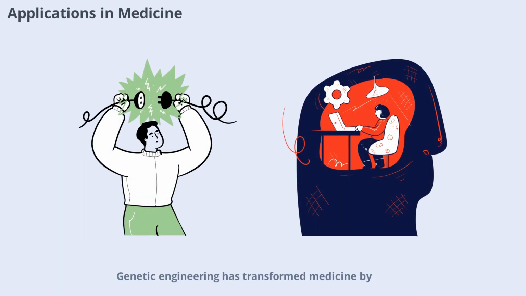Genetic engineering has transformed medicine by enabling the development of gene therapies, personalized medicine, and the production of important drugs like insulin. By correcting faulty genes or introducing new ones, scientists can treat genetic disorders and improve patient outcomes. The potential for curing diseases at the genetic level is one of the most exciting aspects of this field.